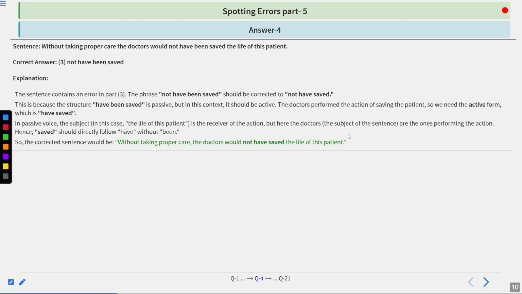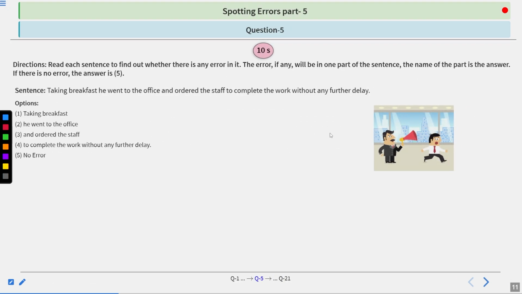Let's look at the next sentence. The sentence is, taking breakfast, he went to the office and ordered the staff to complete the work without any further delay. Options are given below. You have 10 seconds to spot the error.